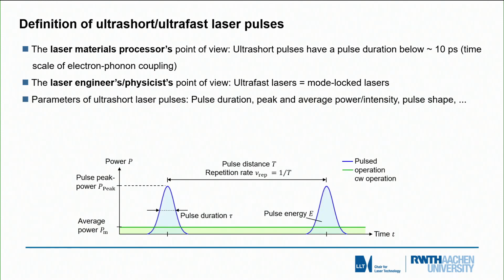So in the language that we will use to describe the processes, we will have the pulse peak power, which is defined by the peak of each individual pulse. We will talk about the repetition rate, which is simply 1 over the time distance between two pulses. Of course, each pulse will have an energy, which is the integral over the time of that power, and we can identify a corresponding average power, which is just the time average of all the delivered energy.